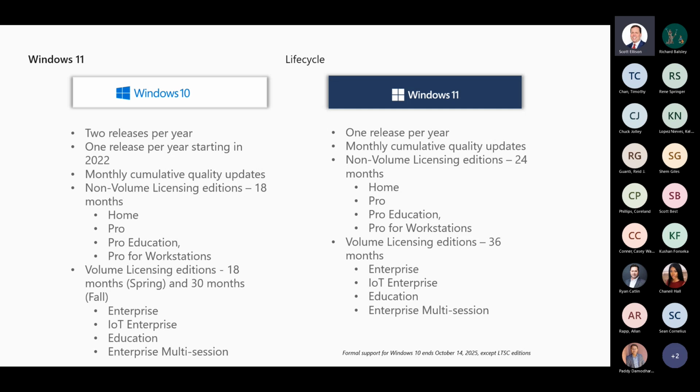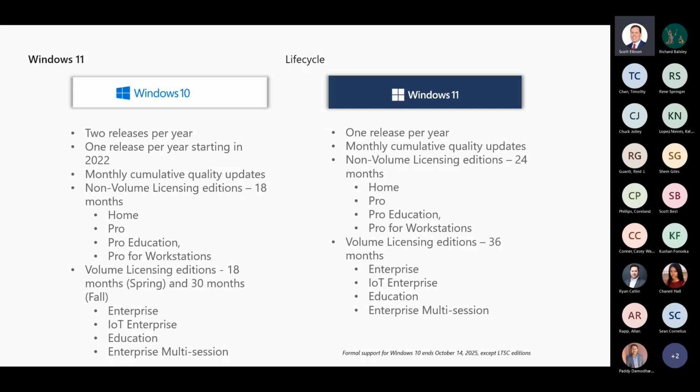Volume license additions. For Windows 10, our spring releases typically had 18 months and our fall releases had 30 months. And again, our volume licenses are those volume SKUs of Windows 10. That's the Education and Enterprise SKU. Enterprise multi-session, if you're using Azure Virtual Desktop, those had an 18 and 30-month life cycle.